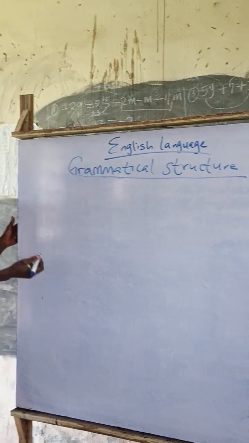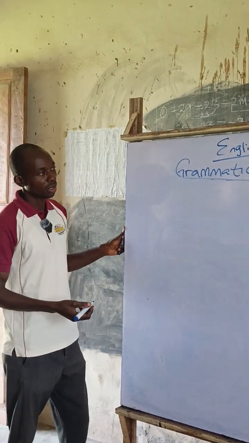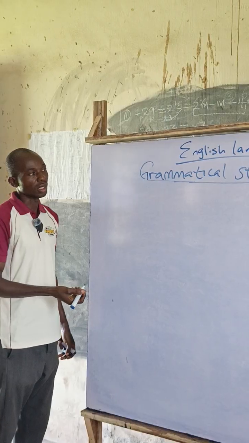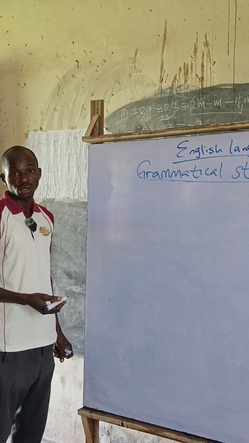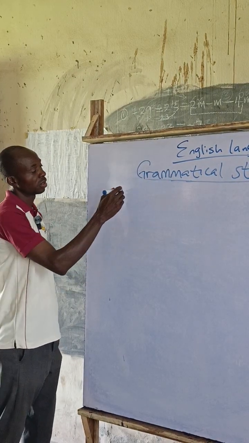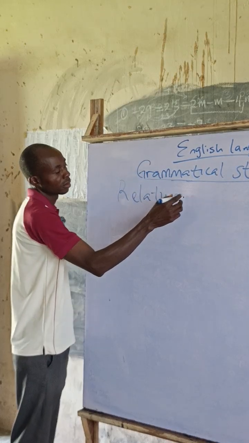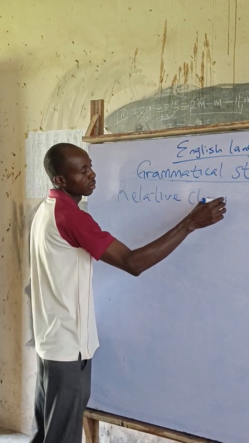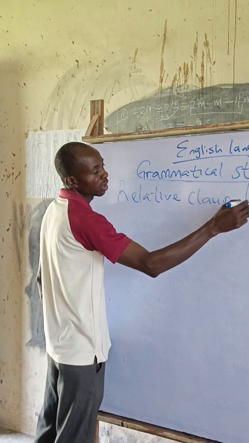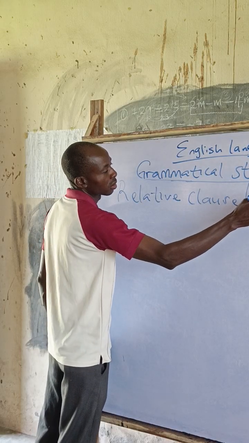So today we are looking at grammatical structure. We are going to look at how we determine, or how we get, a relative clause or adjectival clause. So relative clause or adjectival clause.